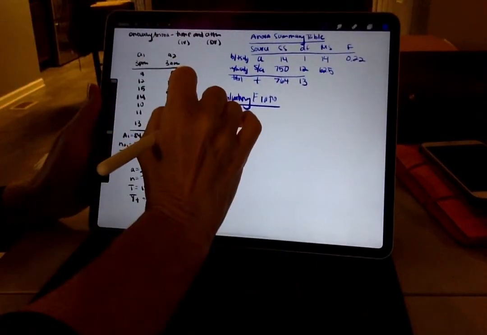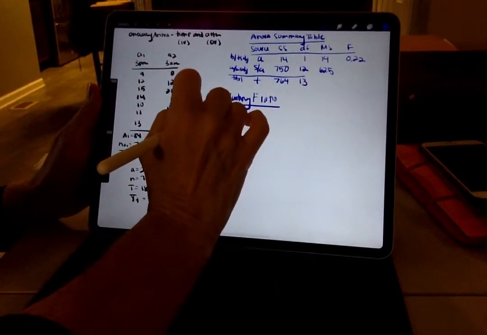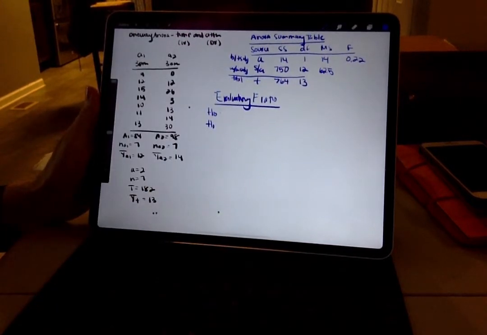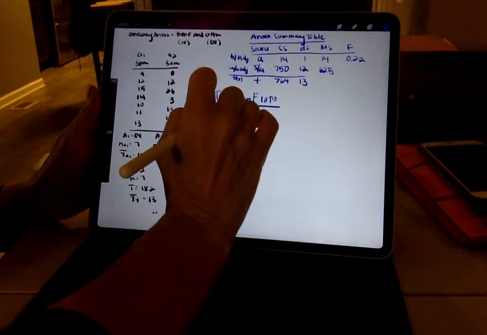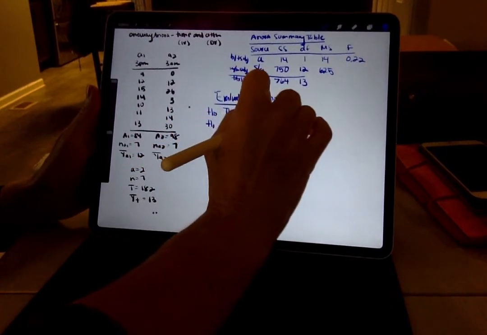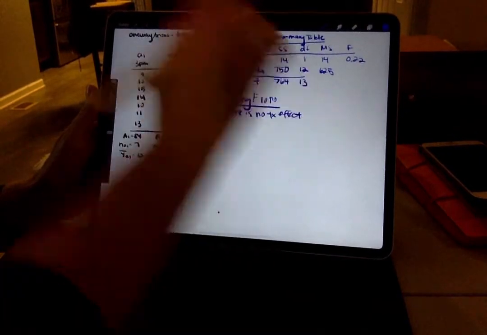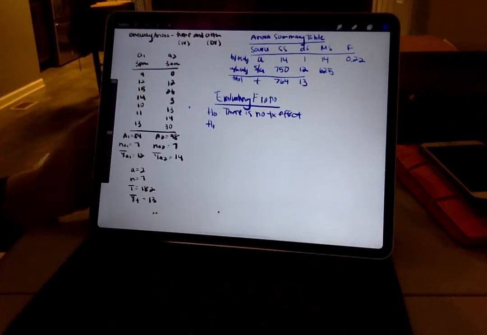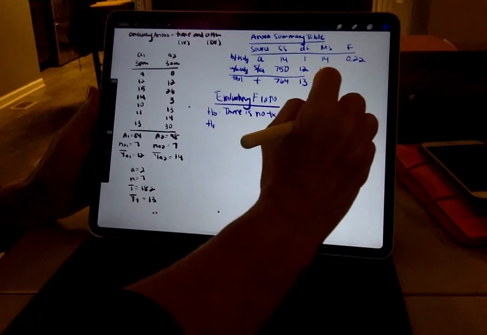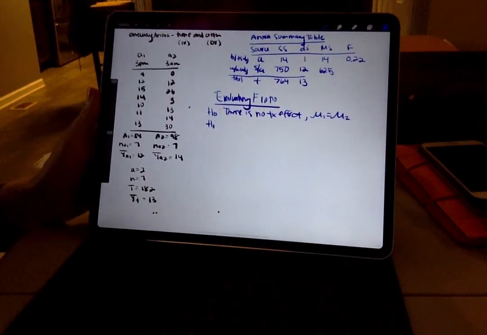We're going to start with our null and our alternative hypotheses. In the one-way ANOVA, the null hypothesis is there is no treatment effect. There are other ways to say this. We can say the means are equal. We can say mu1 equals mu2, which is just a fancy way of saying the means are equal.